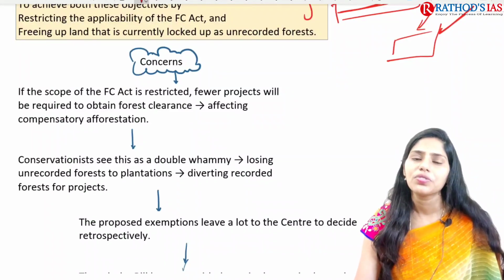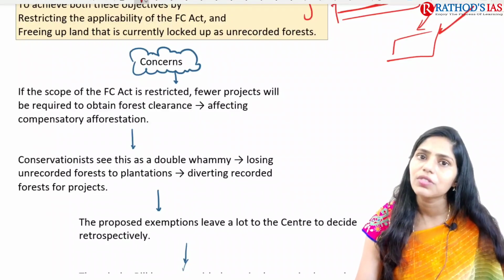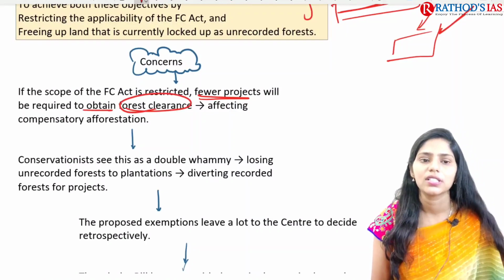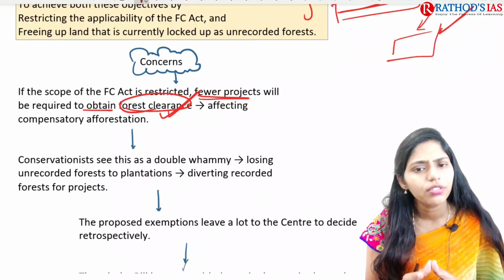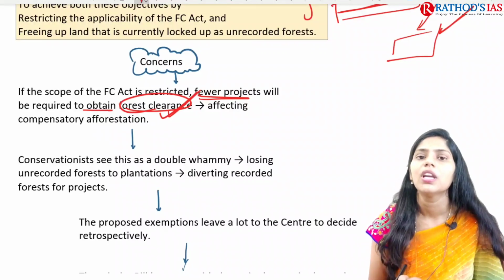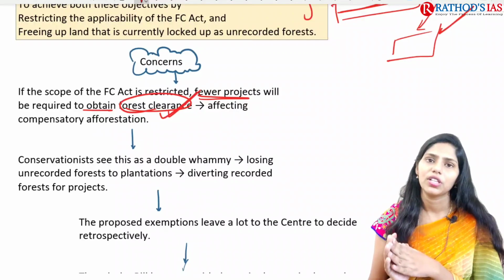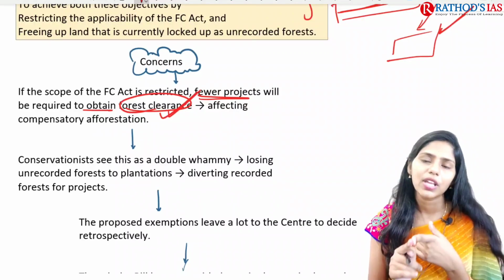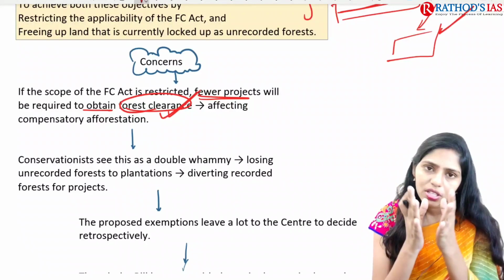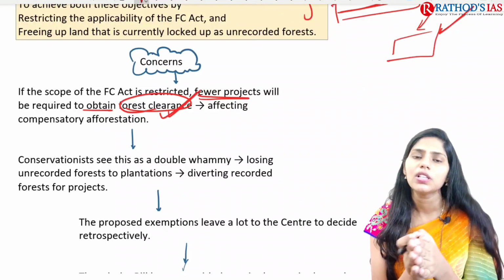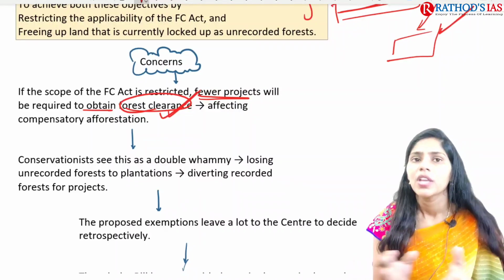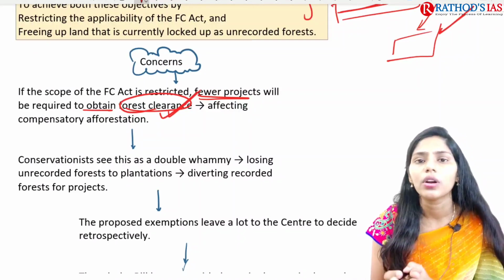So what are they? The first one is, if the scope of this Forest Conservation Act is restricted, fewer projects will be required to obtain forest clearance. Whenever only fewer projects are required to obtain forest clearance, what happens? There will be no focus on compensatory afforestation. The reason they came up with amendments is that they have to focus on compensatory afforestation, but only when a limited number of projects are getting clearance, only those limited projects will go for compensatory afforestation, but not all. So the stated objective will not be achieved.